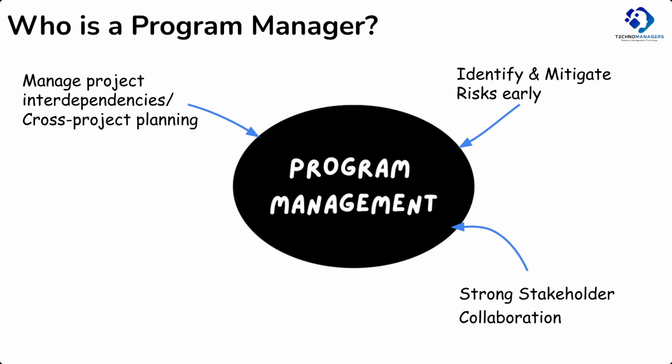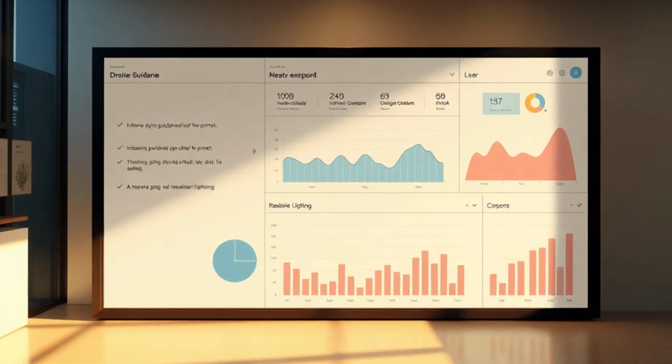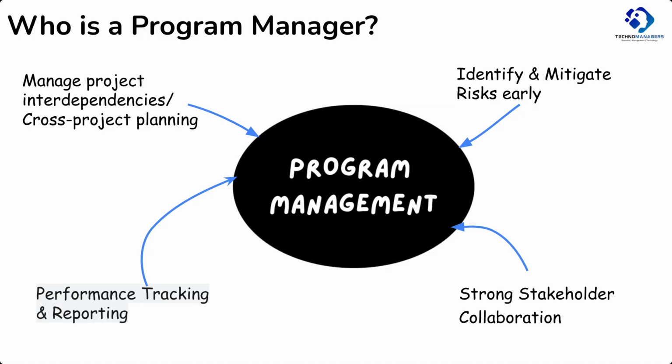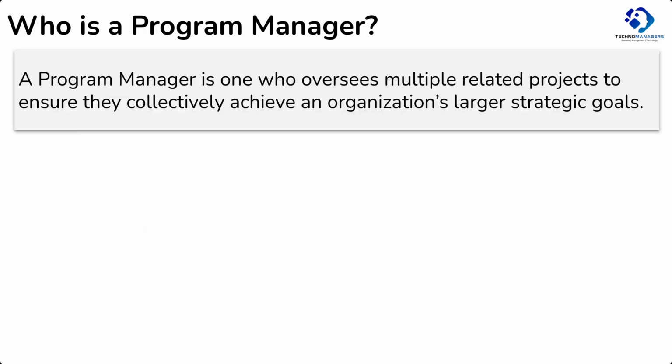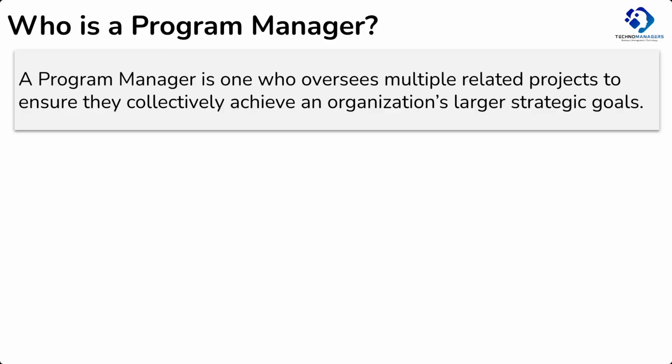Thirdly, they also make sure that the communication flows smoothly across teams so that the deadlines, launch programs, dependencies, all that stays clear. And finally, they are the ones who make sure that the leadership and other stakeholders have a single view of the progress instead of different scattered reports. So, performance tracking and reporting is another critical piece that they look at. All in all, a program manager is one who will oversee multiple related projects to ensure they collectively achieve the organization's larger strategic goals.